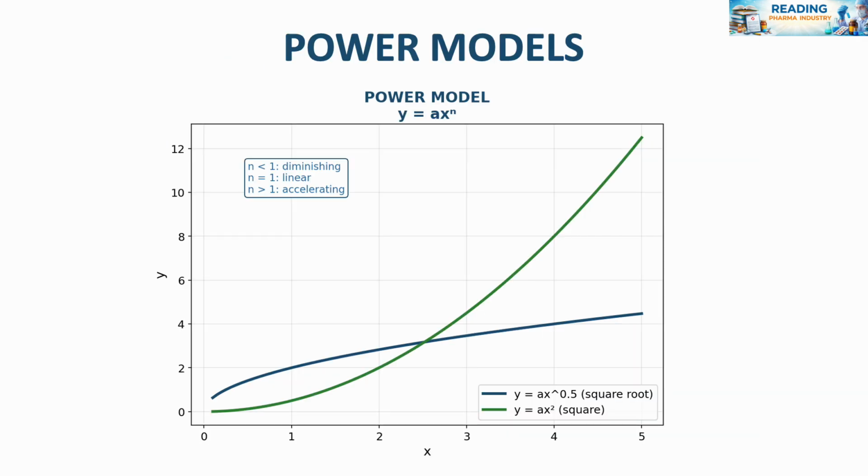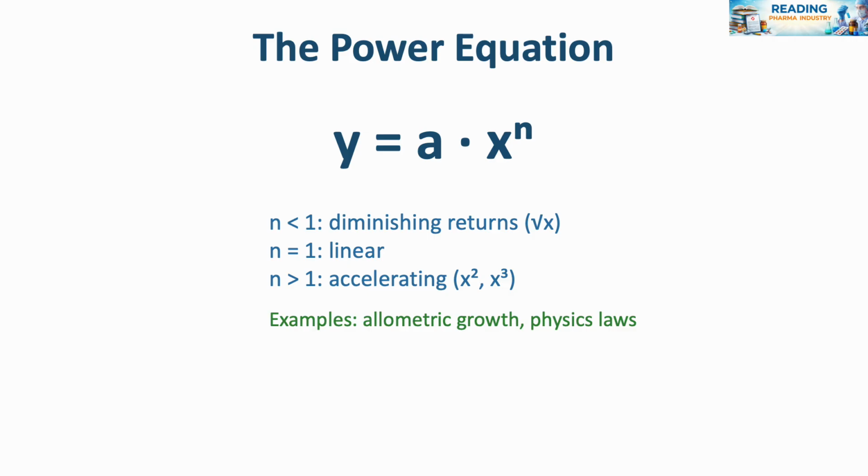Power models have the equation y equals a times x to the power of n. In this case, n can be any number, not just an integer. These are similar to polynomials, but they are more flexible. The power equation follows this format: y equals a times x to the n.